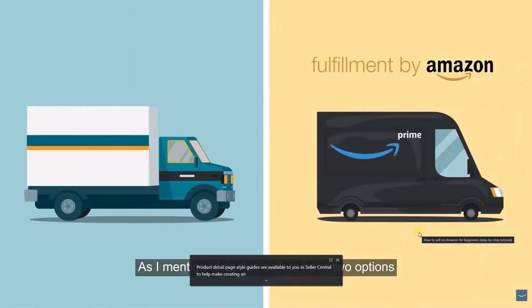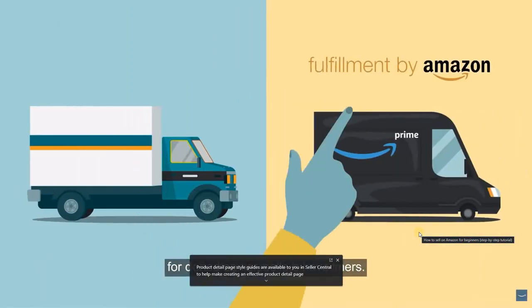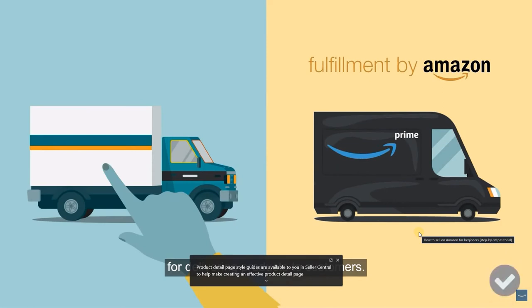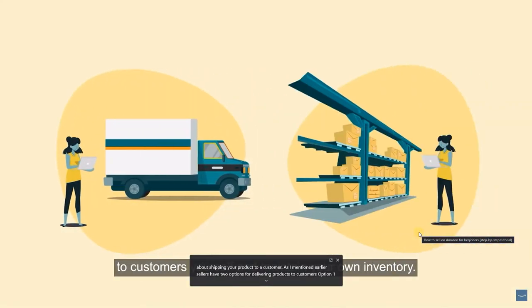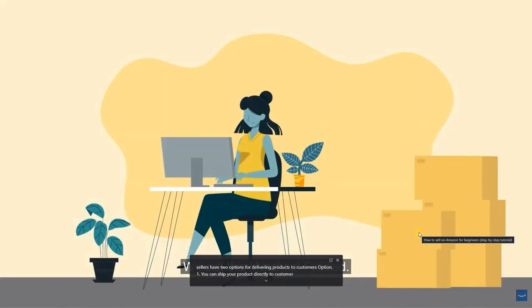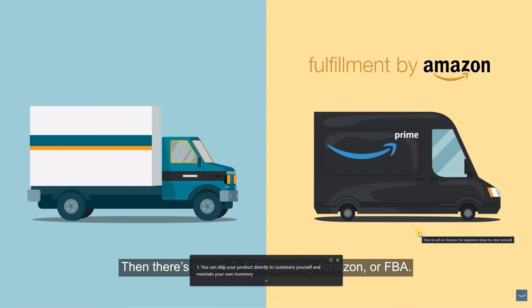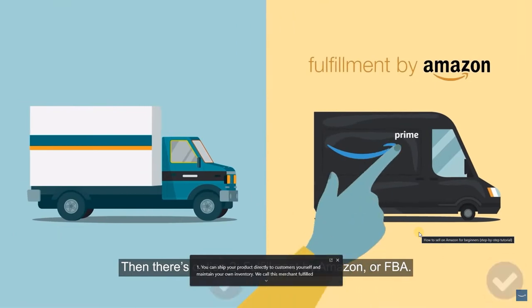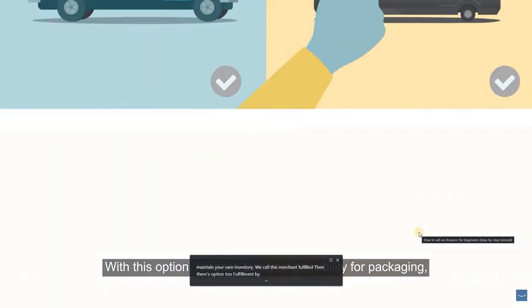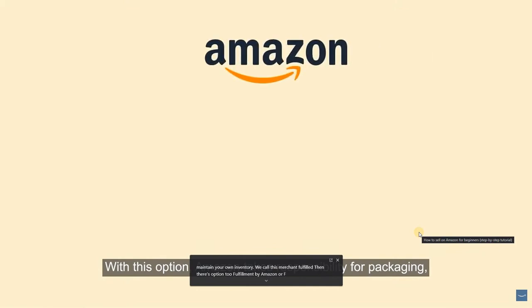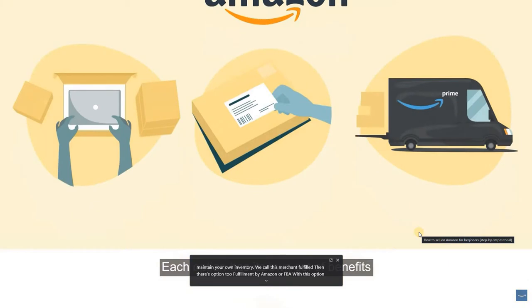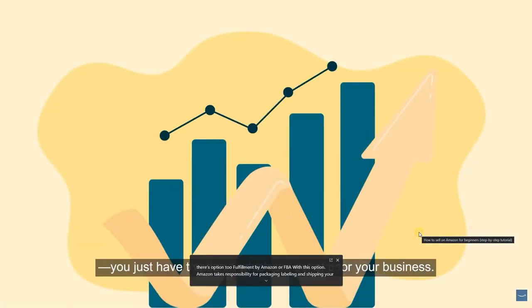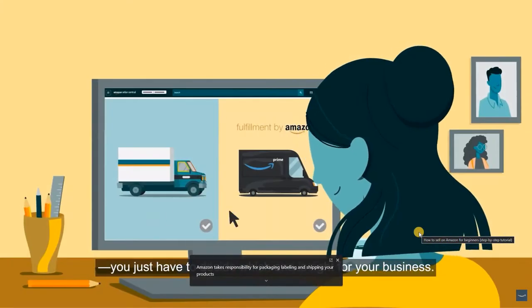As I mentioned earlier, sellers have two options for delivering products to customers. Option 1, you can ship your product directly to customers yourself and maintain your own inventory. We call this merchant fulfilled. Then there's option 2, fulfillment by Amazon or FBA. With this option, Amazon takes responsibility for packaging, labeling, and shipping your products. Each option has its own set of benefits. You just have to decide which one is right for your business.